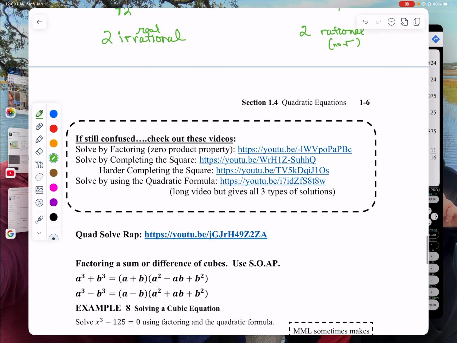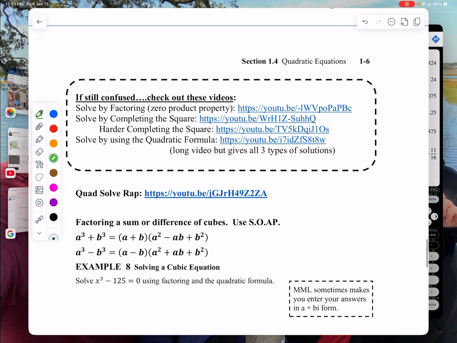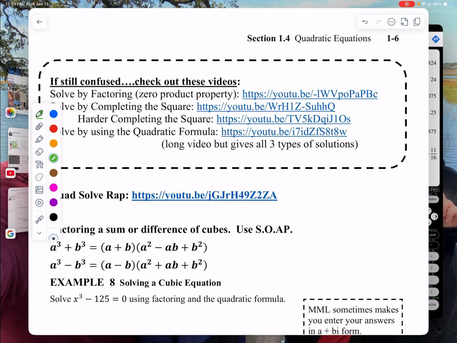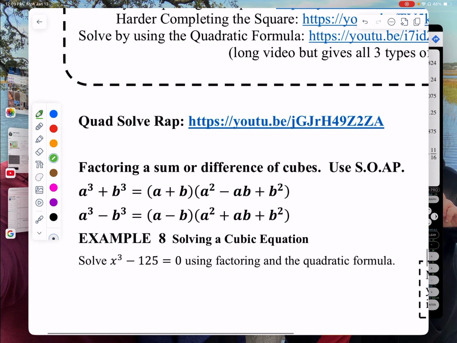All right. If you are still confused about either solving by factoring, solving by completing the square, even solving by completing the square where it's one of those harder problems, or solving using the quadratic formula, if you go into your notes in D2L and just click those links, you can go to some more videos that show someone else teaching you how to do those. Also, Quad Solve Rap. If you like rap, click on that video, and it's just fun. That's all I got to say. It's just a fun video. It basically tells you when to use these things.